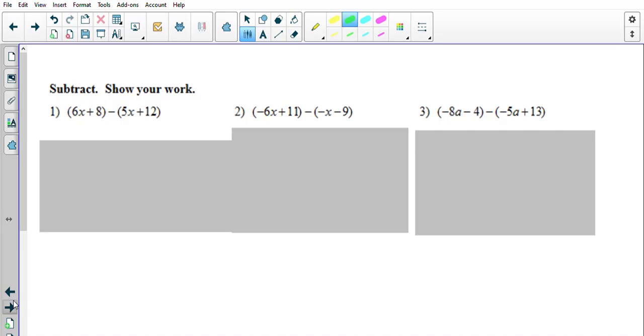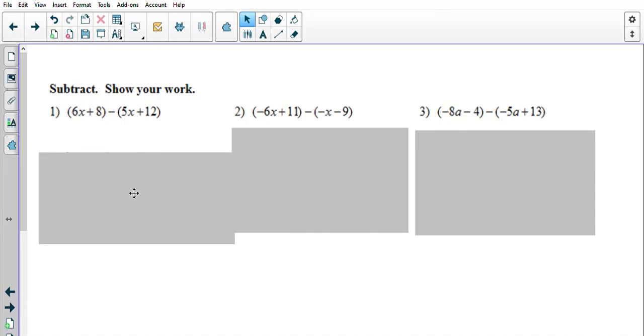So number 1, 6x plus 8 minus 5x plus 12, subtracting those two linear expressions. Step 1 is to add the opposite inside the parentheses first. Well, I don't have any subtraction there, so I'm good with step 1. Check that off. Step 2 is going to be to change your subtraction sign between the parentheses to addition.